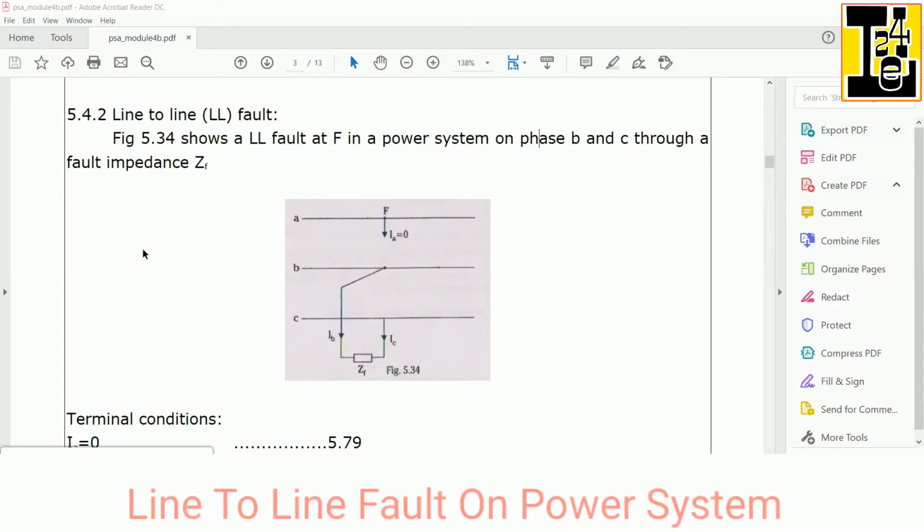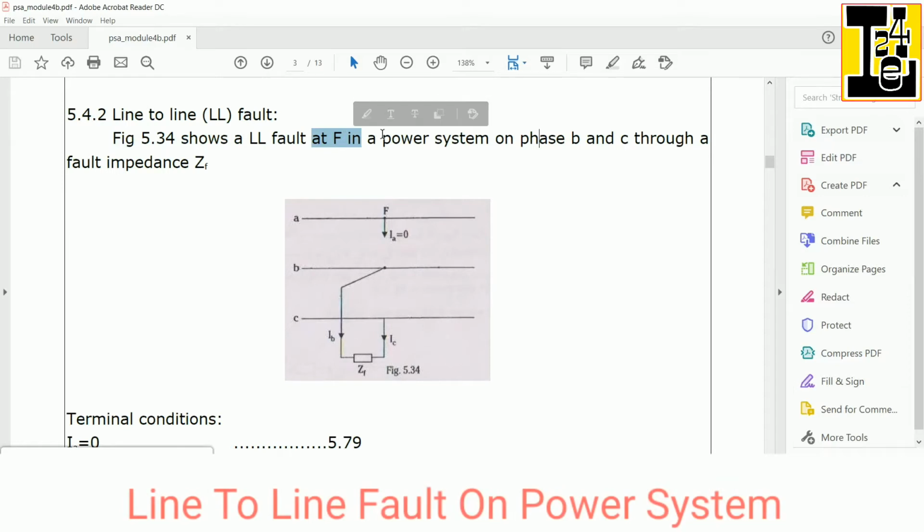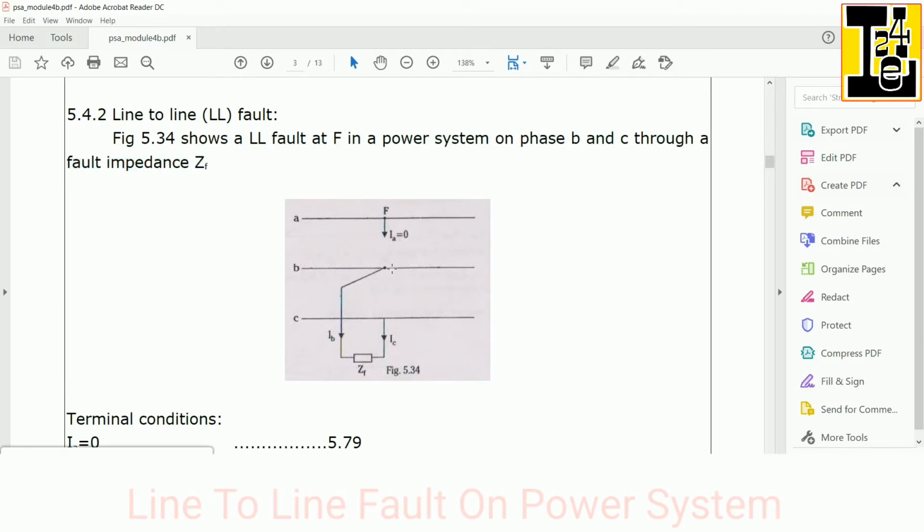Dear students, let us find the expression for the fault current when a line-to-line fault occurs at point F in a power system on phase B and phase C through a fault impedance ZF. So this is the figure you can observe, where the fault is occurring between phases B and C through fault impedance ZF.